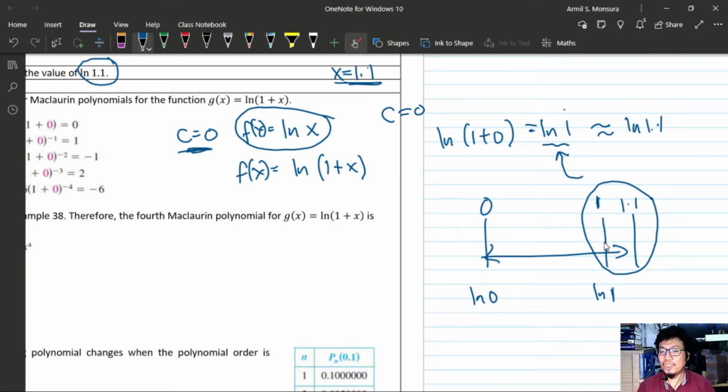The shape of your polynomial would be very close to ln of x plus 1 at 1 and at 1.1. Again, as we move away from the center of our approximation, we would have a very egregious approximation. The approximation becomes very poor.